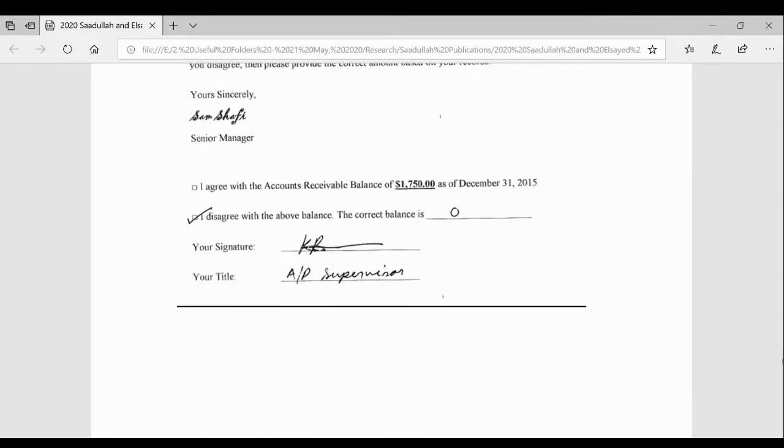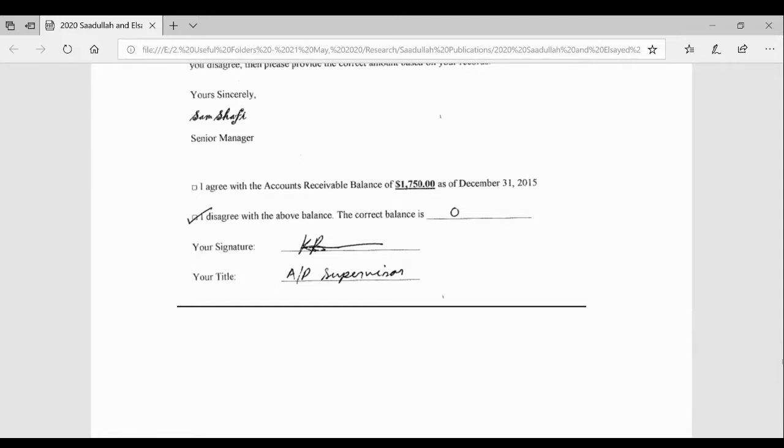So the client responds at the bottom of this letter. You see the client says that I disagree. This is the accounts payable supervisor of the client's customer, right? The client's customer. So this person says, I disagree. The correct balance is 0. So now there's a problem. The client says 1750, but the customer of the client says 0. Are you following? So this needs further investigation to see who's correct.